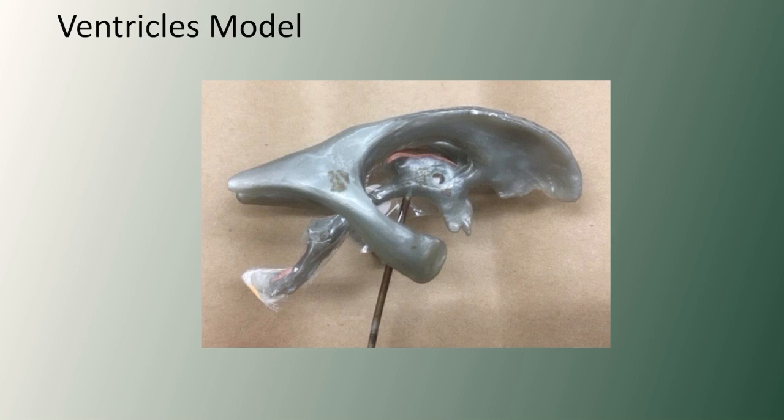Here's an image of the ventricles model from the laboratory. You're going to want to be familiar with this and some of the landmarks. Right here, we have, that's right, the lateral ventricle, right side. Here, that's right. We have the choroid plexus. Again, remember, this makes cerebrospinal fluid, CSF.